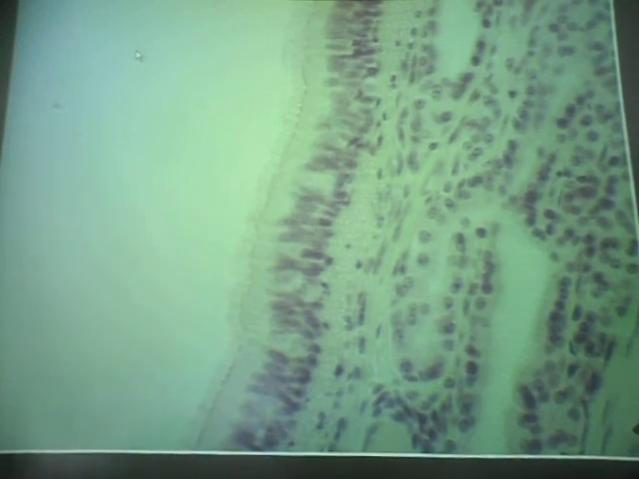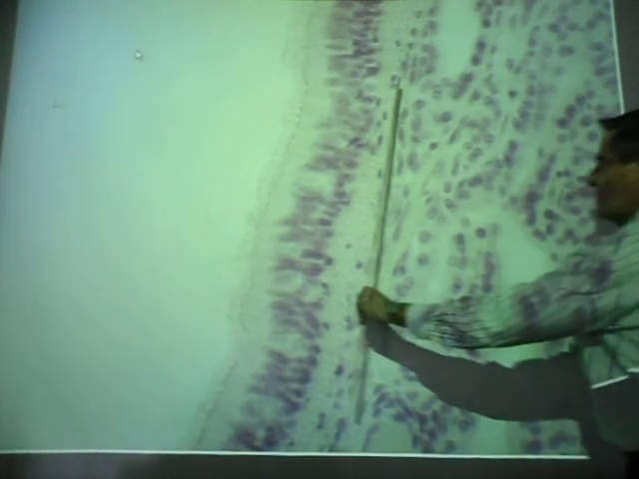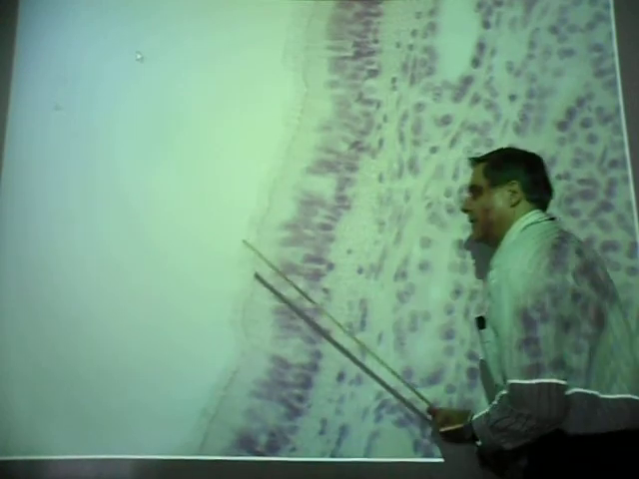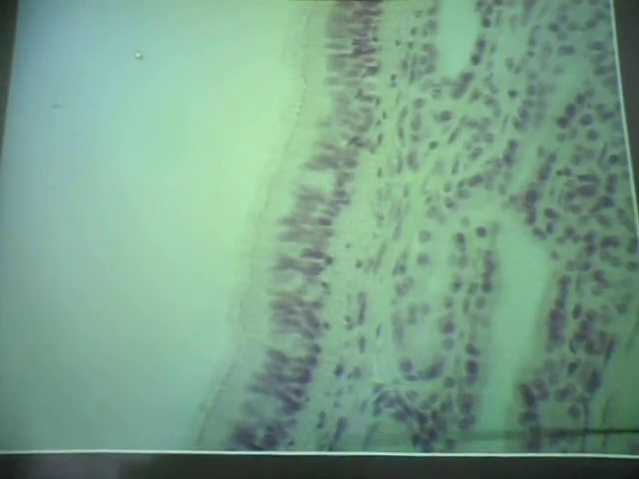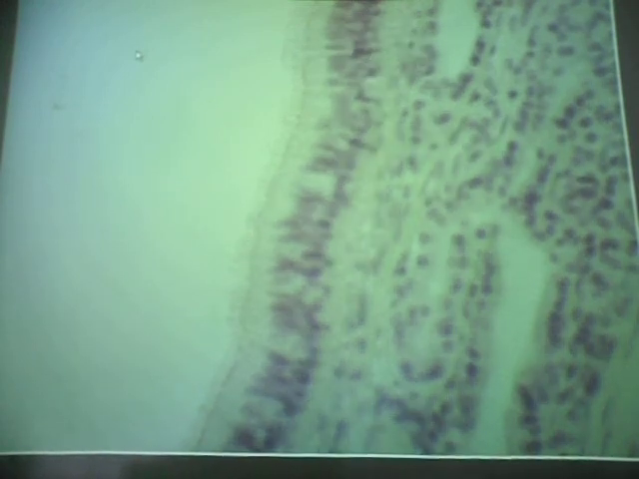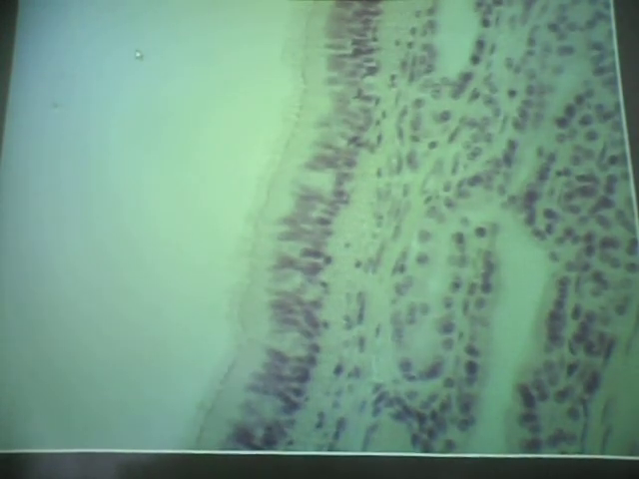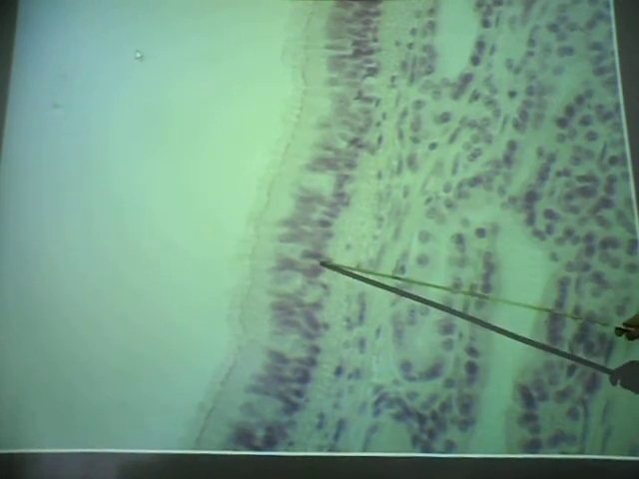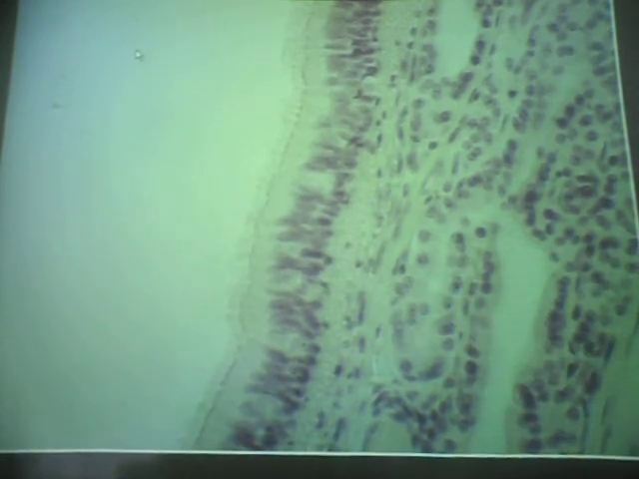Pseudostratified ciliated columnar epithelium. Same type of epithelium we see in the nasal cavity, nasopharynx, the inferior part of the larynx, below the two vocal cords, the trachea, and the bronchi. Okay? And this is the epithelium here. That would be the lumen where the air would pass. You can see it looks like you have a couple levels of nuclei here, which gives the appearance of stratification. But in fact, it's only one cell layer thick, so it's pseudostratified.